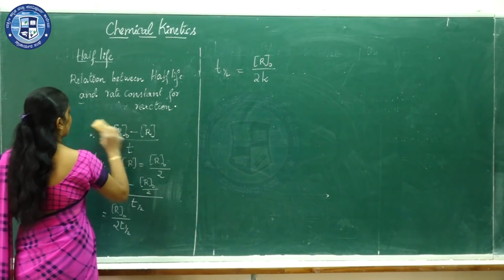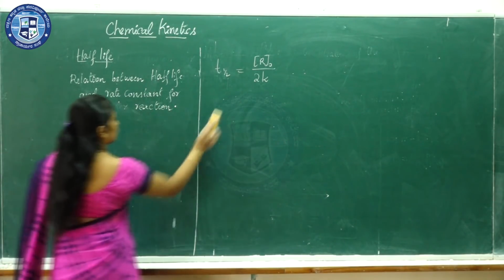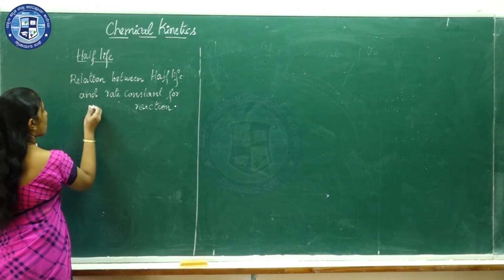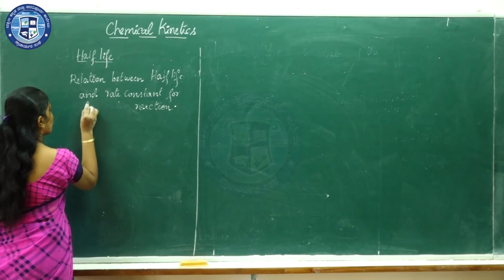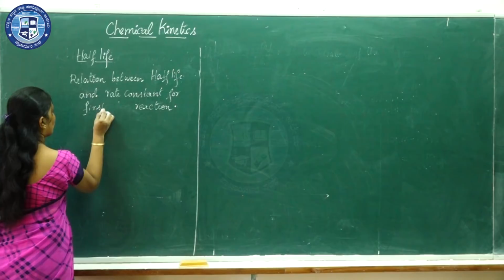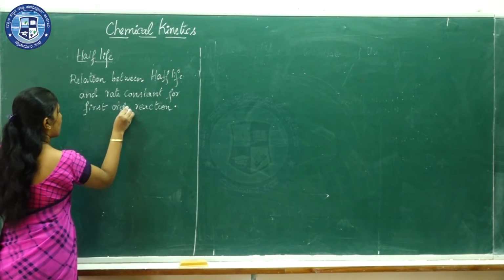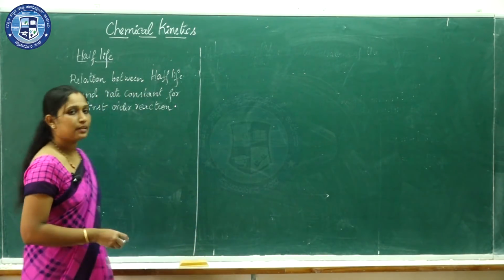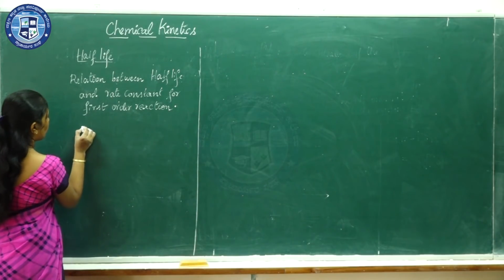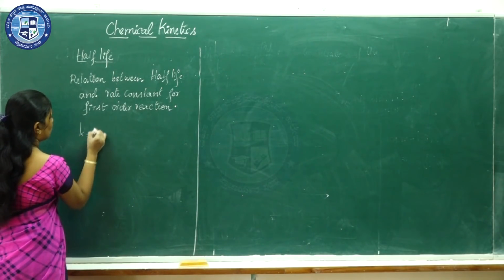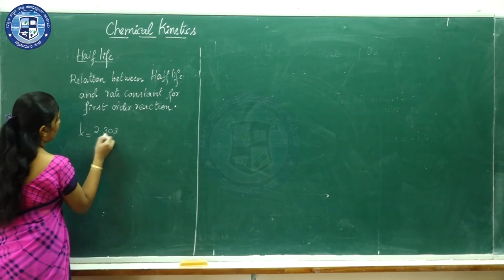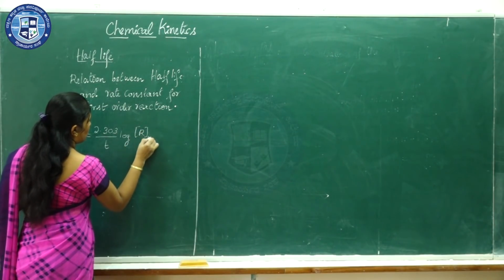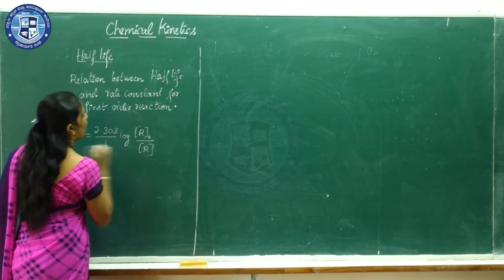Relation between half-life and rate constant for the first order reaction. Again for this I will take the expression for K. K is equal to 2.303 divided by T log of R naught divided by R.